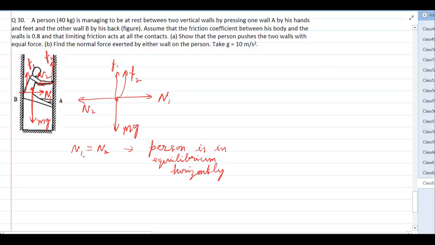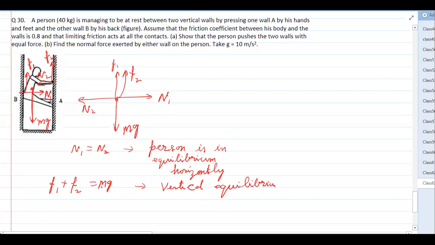Now, F1 plus F2 will also be mg. So F1 plus F2 will also be mg. Why is this there? Because the person is in equilibrium vertically also. Vertical equilibrium. Okay, equilibrium is there in both directions.